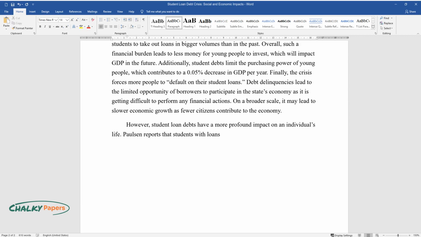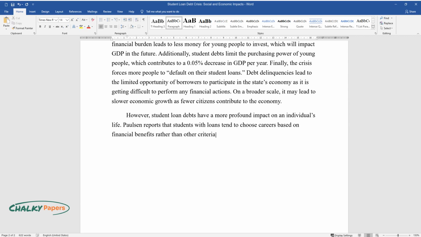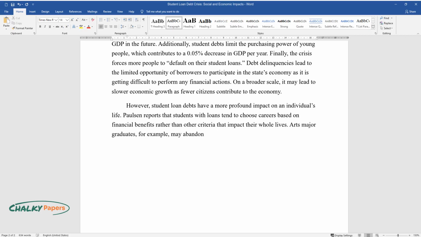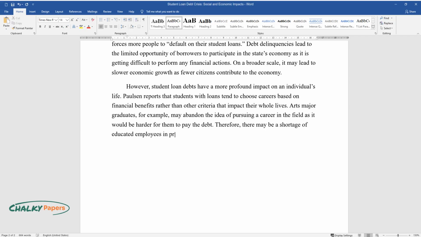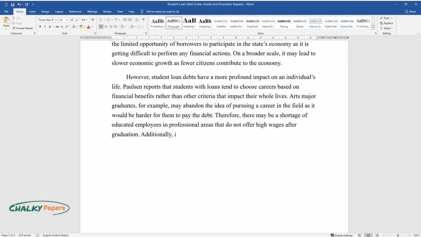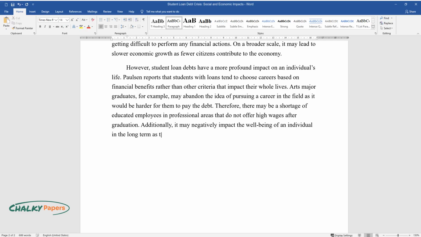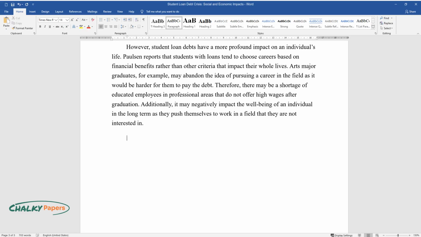Paulsen reports that students with loans tend to choose careers based on financial benefits rather than other criteria that impact their whole lives. Arts major graduates, for example, may abandon the idea of pursuing a career in the field as it would be harder for them to pay the debt. Therefore, there may be a shortage of educated employees in professional areas that do not offer high wages after graduation. Additionally, it may negatively impact the well-being of an individual in the long term as they push themselves to work in a field that they are not interested in.